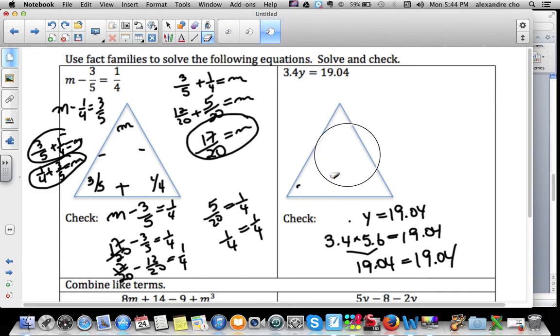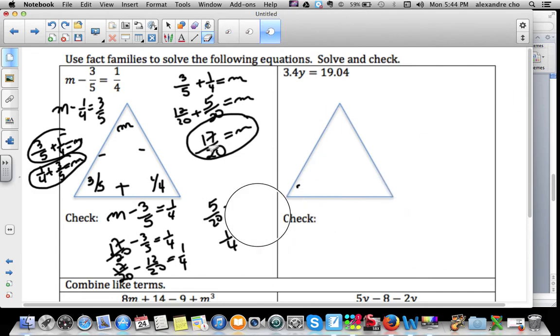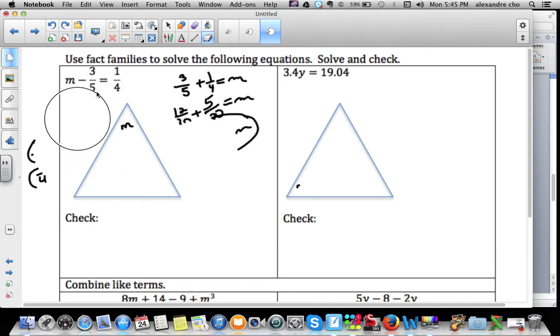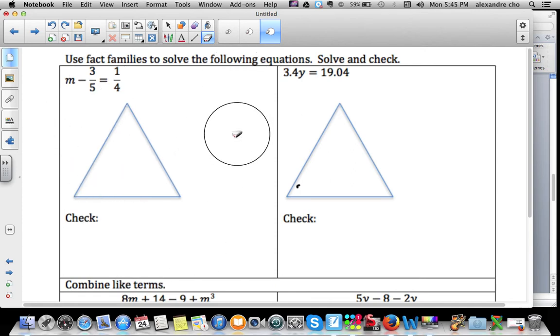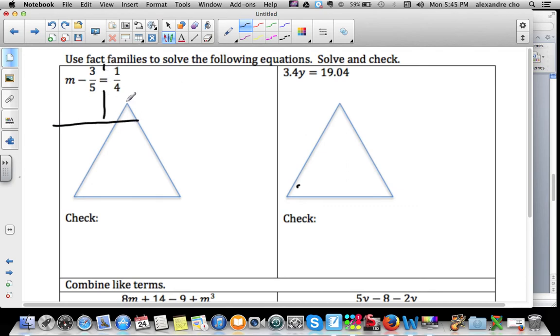Okay, O2, you have a different way of doing things. O2, we're going to draw that line in the middle. And this is a subtraction equation, and you want to do the inverse of subtraction, which is addition. So you're going to add 3/5 on the other side. These two cancel out, and you get m equals 1/4 plus 3/5.